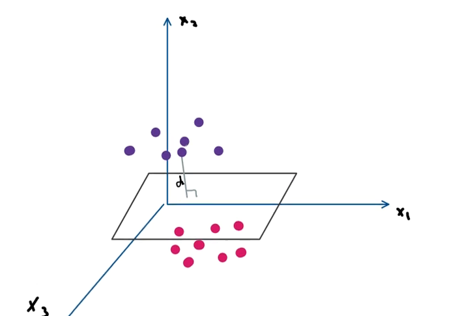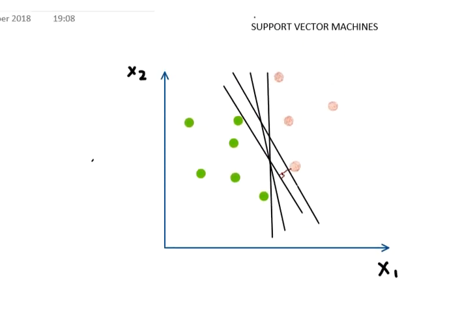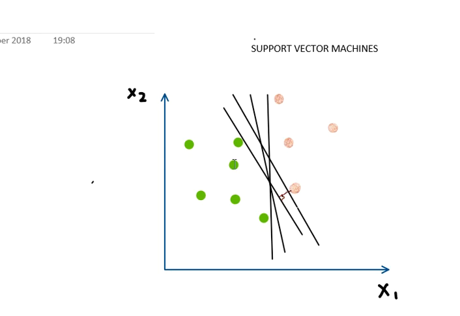Okay, now coming on to the next question. In order to categorize these points into green and peach, so many hyperplanes are possible, right? Which amongst them is the one that our model will choose? Each line will have a different equation, right? Which is the one that our SVM will choose? Okay, so coming to the answer to this question.